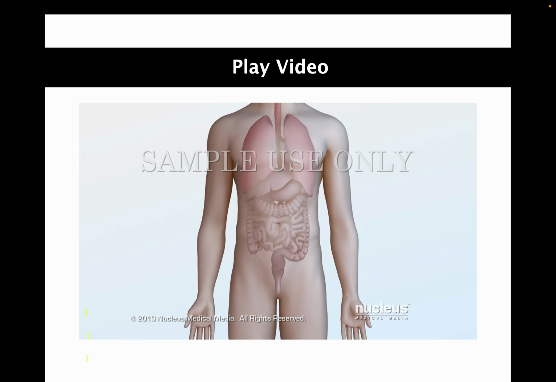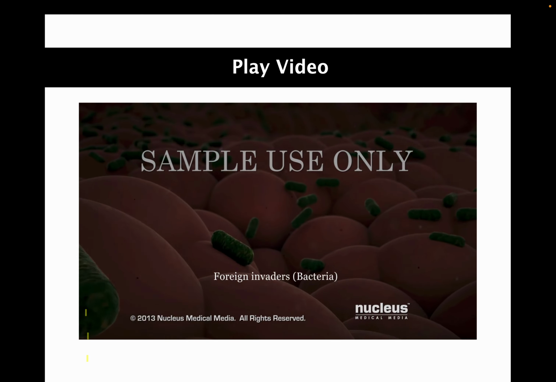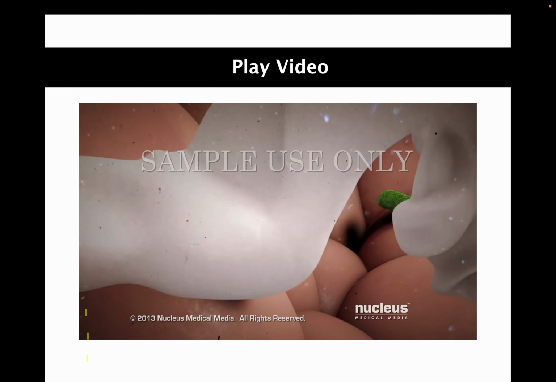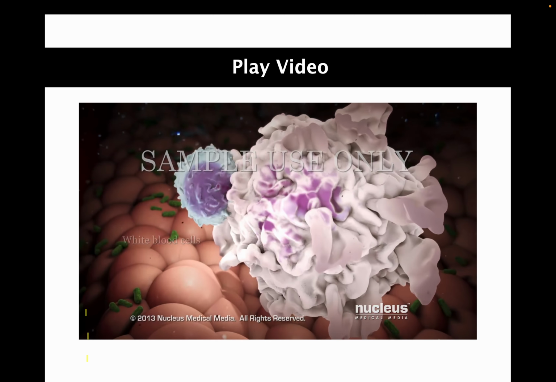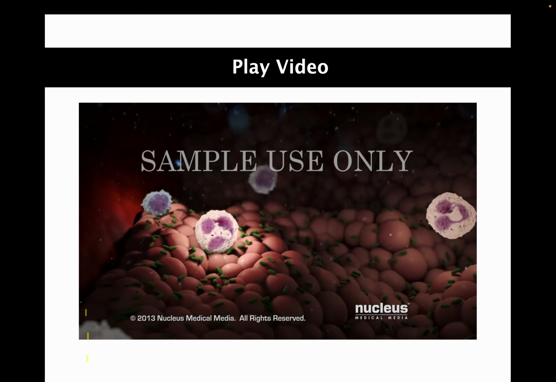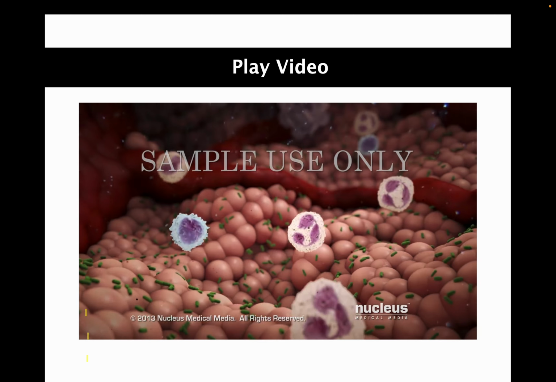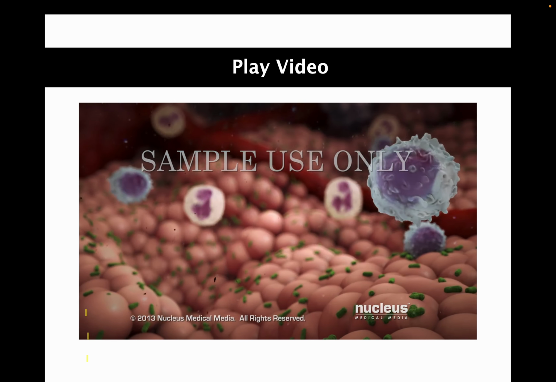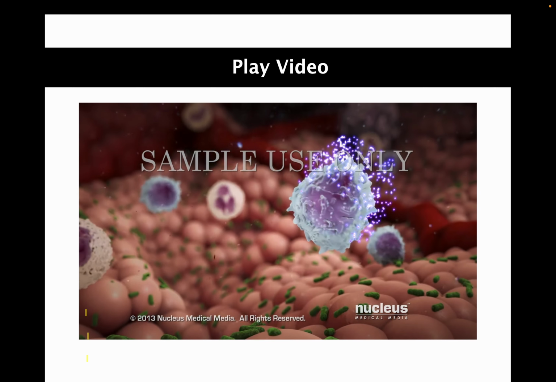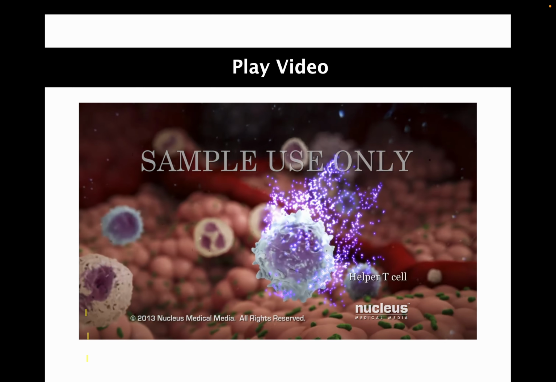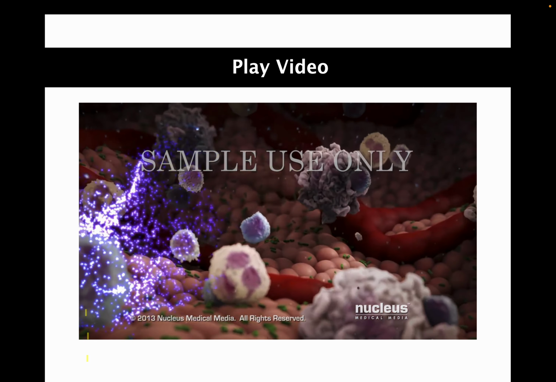When foreign invaders, such as bacteria and viruses, get into your body, they can cause infections. These events activate your body's defenses. The white blood cells of your immune system are part of your body's defenses. One type of white blood cell, called helper T lymphocytes, or helper T cells, strengthen your immune system's response to infection in two ways. First, helper T cells release chemicals that attract other white blood cells to the site of the infection.